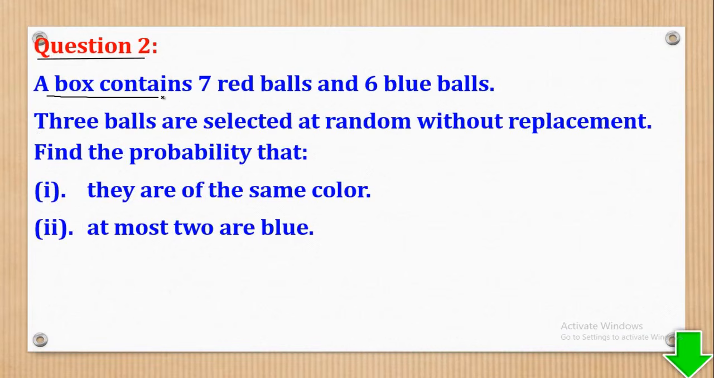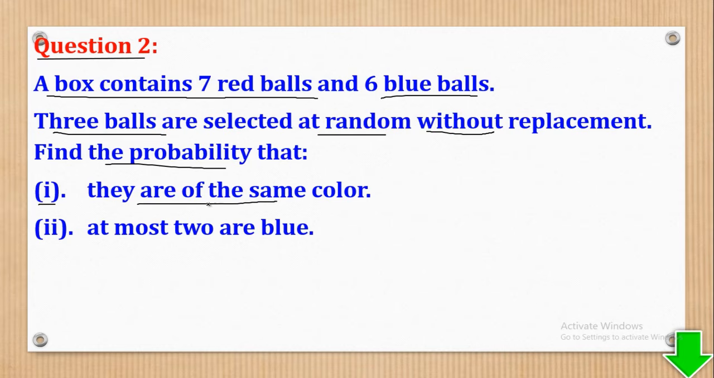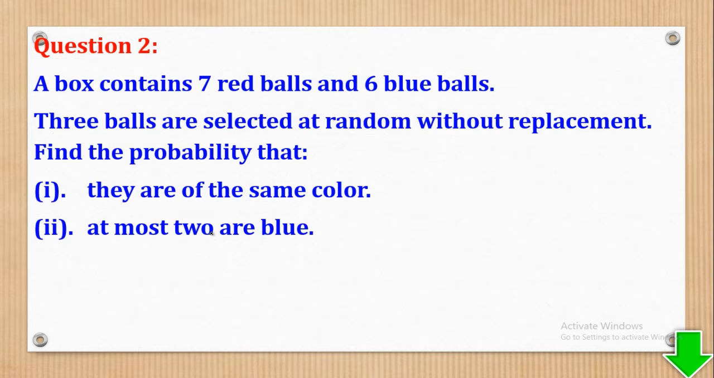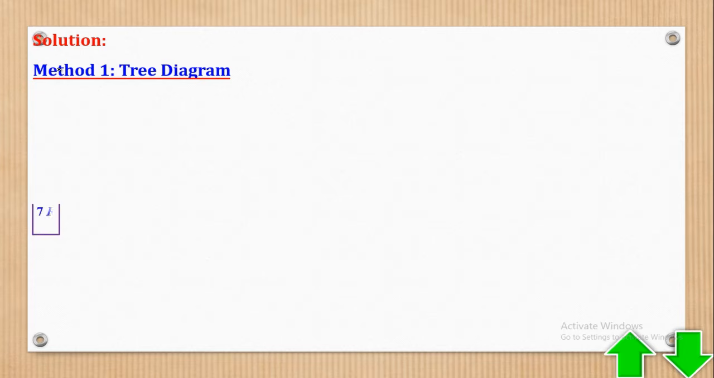Question 2 says a box contains 7 red balls and 6 blue balls. 3 balls are selected at random without replacement. Find the probability that Roman 1, they are of the same color, and Roman 2, at most 2 are blue. So we shall still use 2 methods. So let's start with method 1, the probability tree diagram.